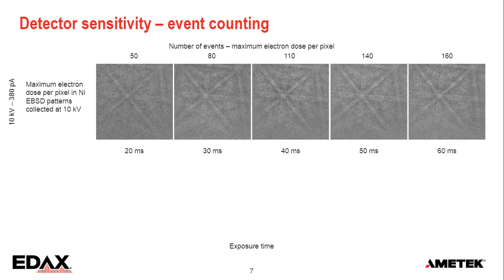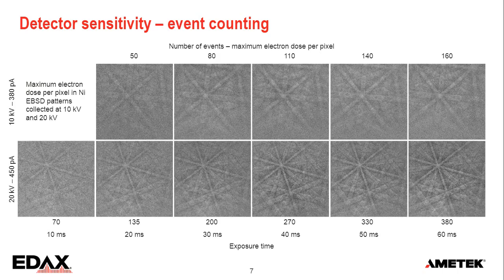You see how the number of electrons increases. But you also see that already in 50 electrons, you have detail in the pattern. So it's not just noise. You can already see detail inside the bands, and that just gets stronger and stronger.